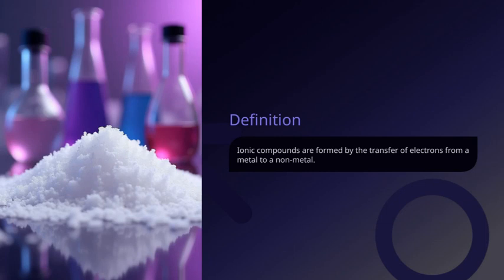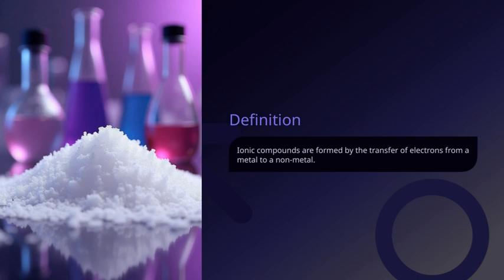Ionic compounds are formed when electrons are transferred from a metal to a nonmetal. This transfer of electrons is what creates the ionic bond that holds the compound together. Essentially, the metal loses electrons and becomes a positively charged ion, or cation, while the nonmetal gains those electrons and becomes a negatively charged ion, or anion.